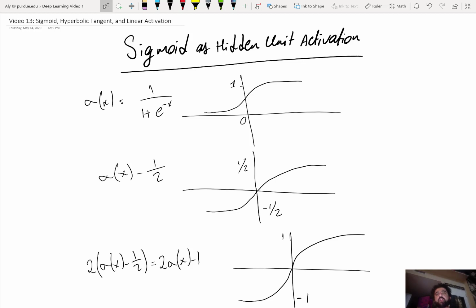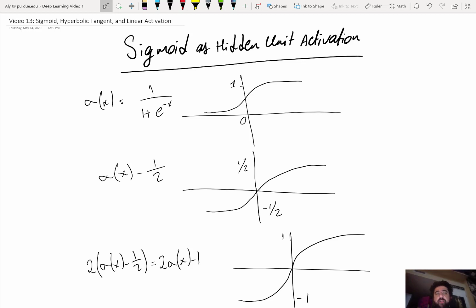Hi everyone. So in this video we'll finalize our discussion of hidden unit activation functions. Most of the video will be about the tanh function, or the hyperbolic tangent function, when used in hidden layer activation. So tanh is a variant of the sigmoid, meaning it's just the sigmoid with some transformations. Let's see how that works.